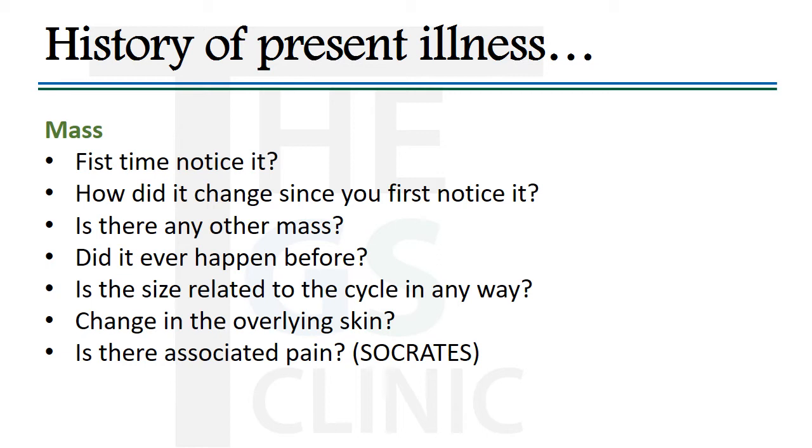Things that are also very important to ask about are the condition of the overlying skin. Is there redness? Is there tethering? Is there any dimpling? Is there any discharge? Whatever the condition of the overlying skin, it has to be mentioned in the history. And then associated conditions, and there are many of them. One of them is pain, fever, weight loss. Whatever the associated symptom is, you have to mention it in the history of present illness.